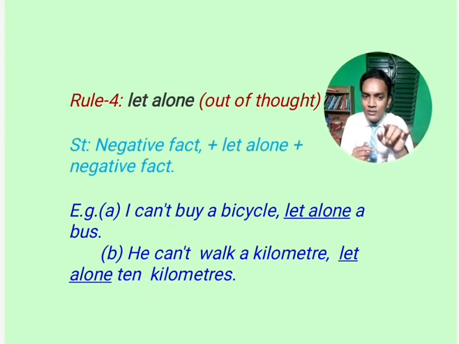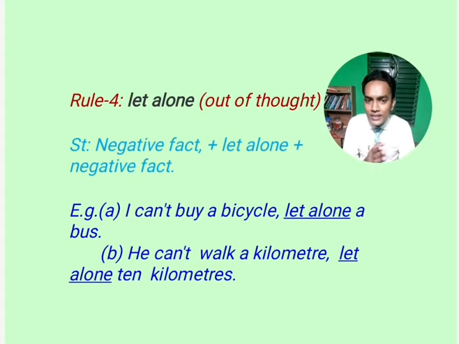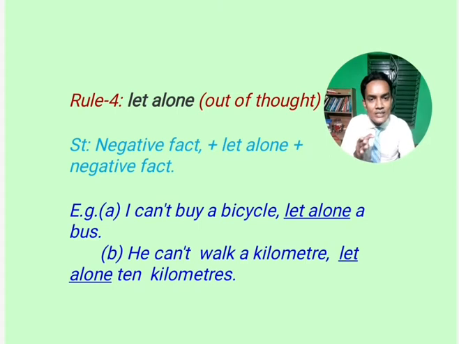You are understanding. You can see a bicycle. It's a negative fact. Then let alone plus a bus. A bus means I cannot buy a bus. So these two are negative facts, and between the two negative facts, you have to write down let alone, right? Number B, he can't walk a kilometer, let alone 10 kilometers. I think this sentence is also clear to you, right? Okay, next.